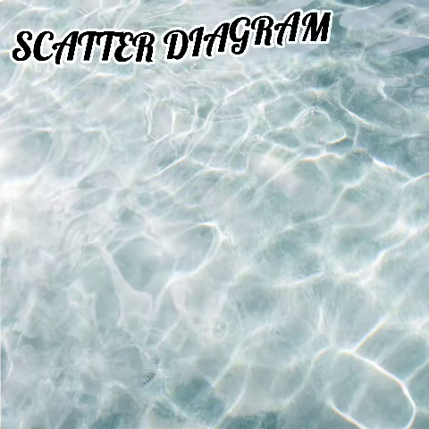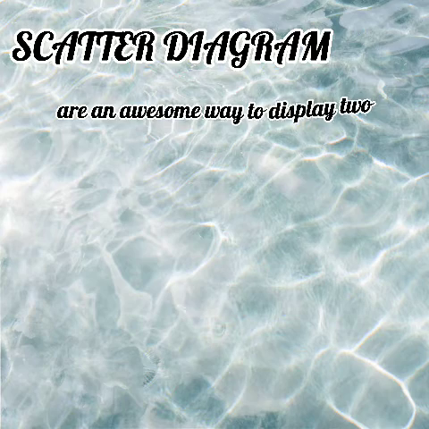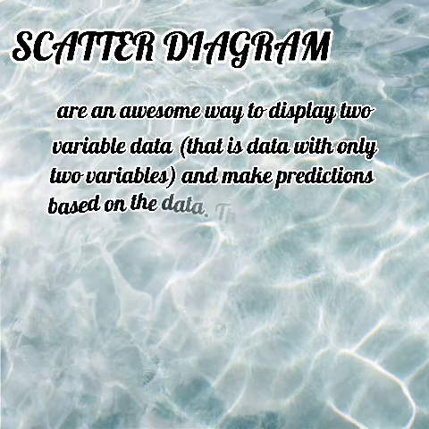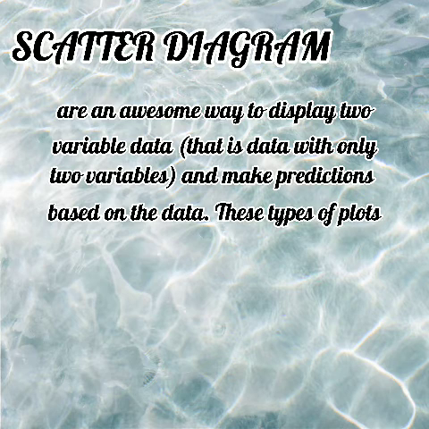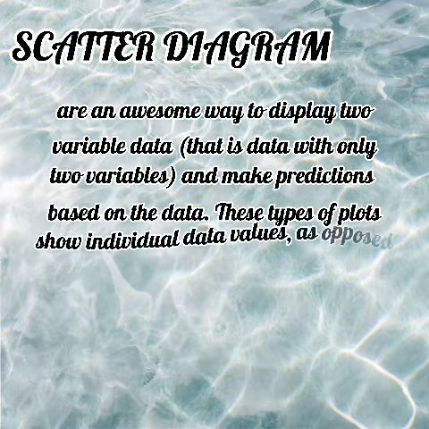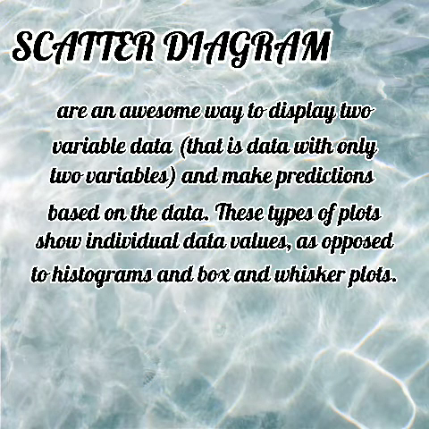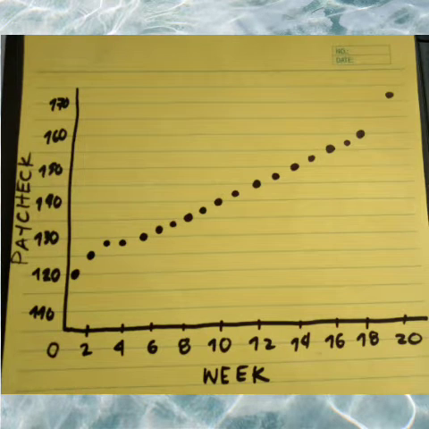Scatter plots are an awesome way to display two variable data, that is data with only two variables, and make predictions based on the data. These type of plots show individual data values as opposed to histogram and box and whisker plots. Here's a scatter plot of the amount of money earned each week working at his father's store.